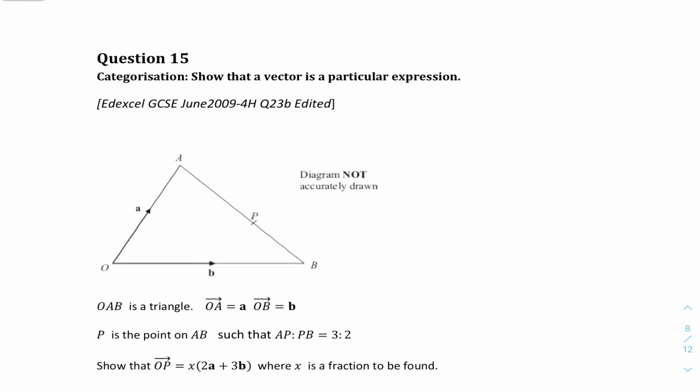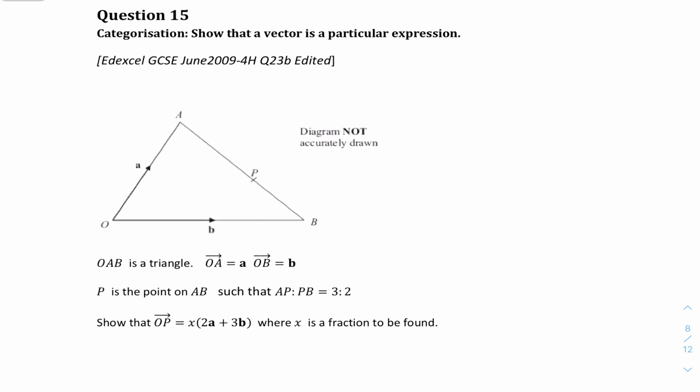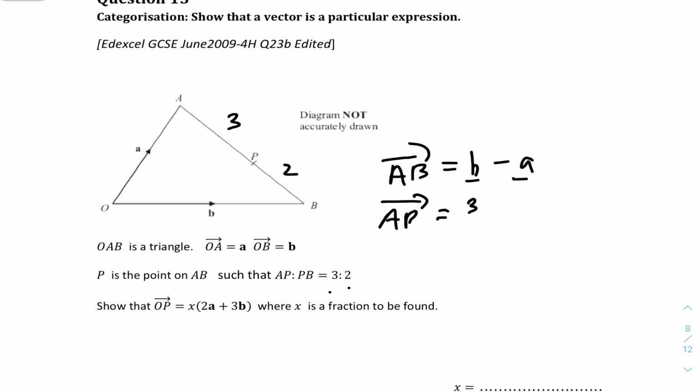Moving on, we have question 15. OAB is a triangle. Show that OP equals x times (2a plus 3b), where x is a fraction to be found. So we can first find what AB is. AB is equal to b minus a, right? It's the same as just now. Therefore, AP is equal to 3 over 5, because AP to PB is 3 to 2. So AP is 3 over the total. The total is 3 plus 2, which is 5, times (b minus a).